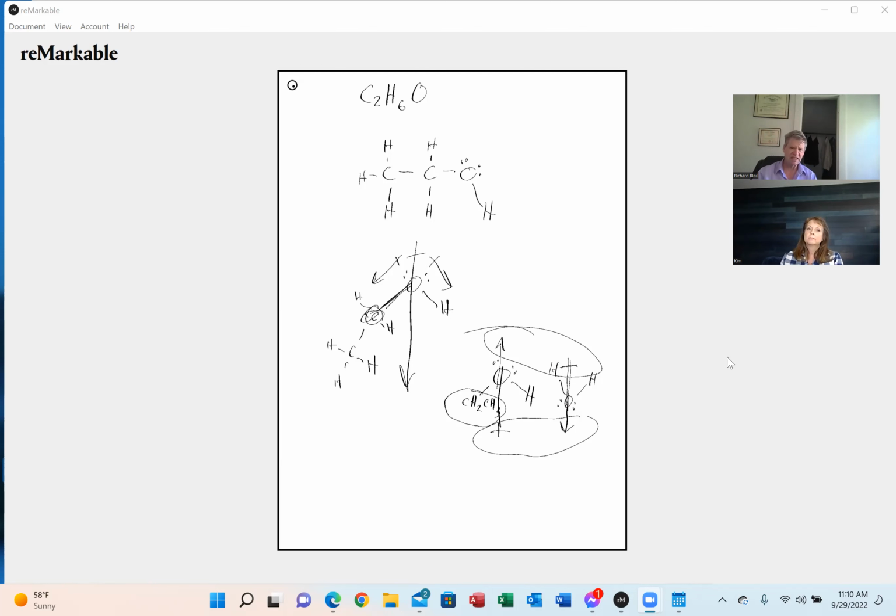Does that kind of make sense at all? Yeah, it does. Okay. So polar molecules, it's an important concept.